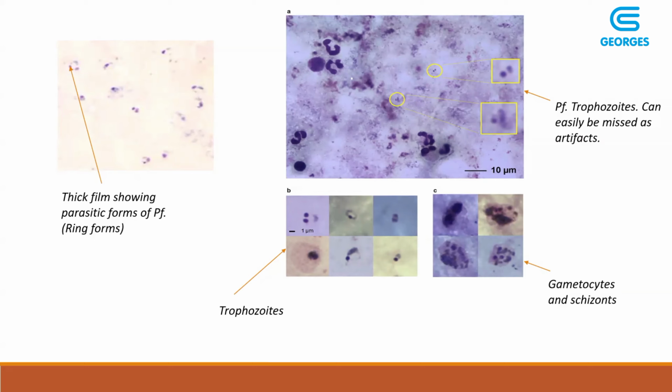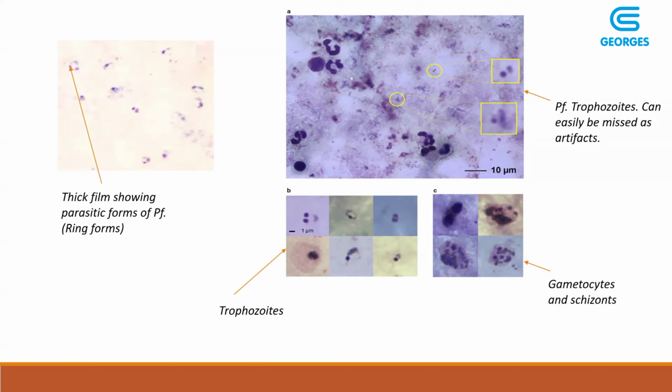So when we look at these images, the images are of a thick film. On the top left, these are ring forms or parasitic forms of P. falciparum. On the top right, we can see a poorly stained thick film where we can see trophozoites but they can easily be missed out as artifacts. So it is very good to ensure that your slide is very well stained.